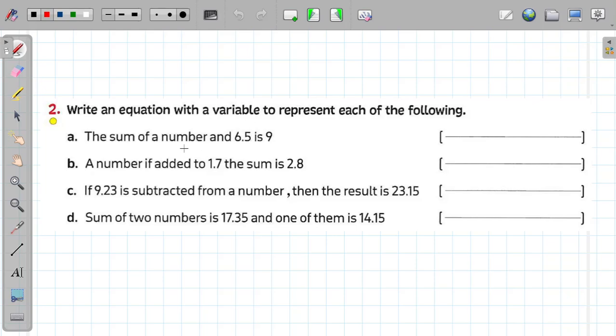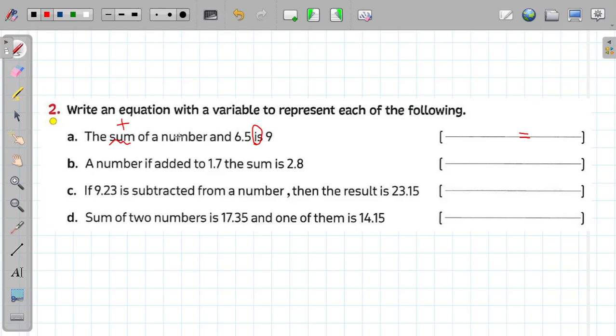So the first one here: the sum. Listen carefully. The sum, so I will use the addition operation, of a number and 6.5 is 9. Listen, the sum of a number and 6.5 is 9. "Is" means equal, so I will write an equation. So I will write the equal sign first.